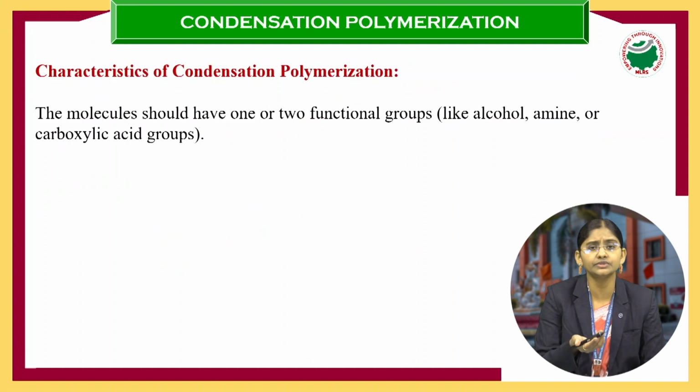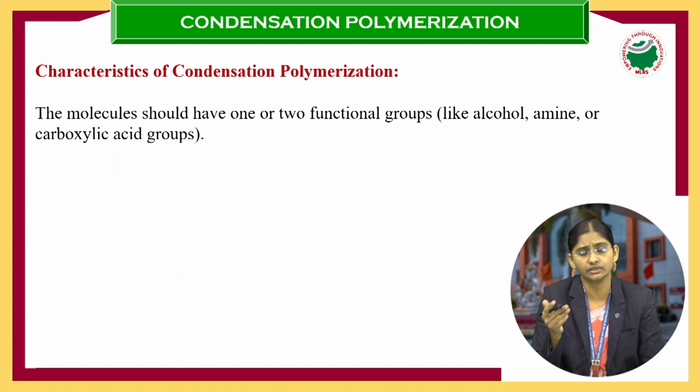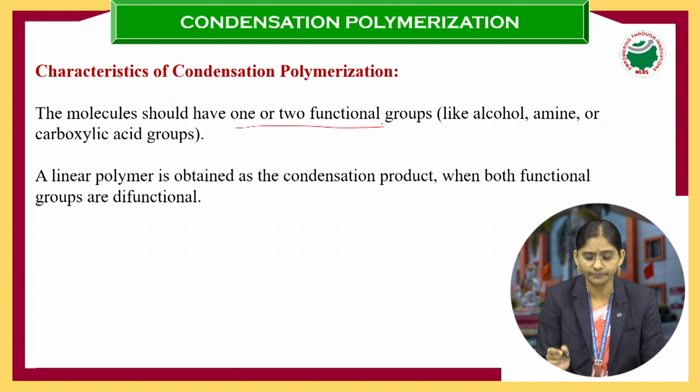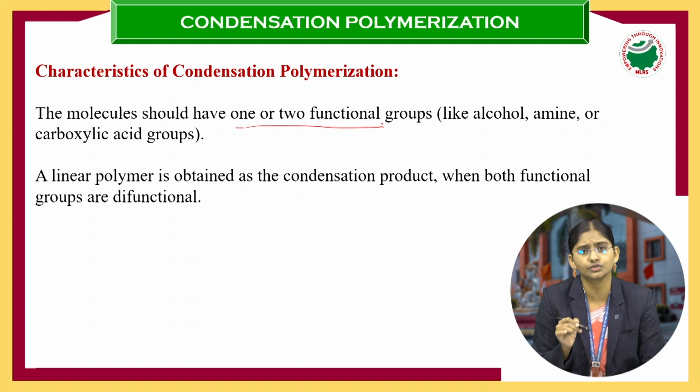So before going to the polyamides and polyesters, before discussing all those chemical reactions, first we'll see the main characteristics of this condensation polymerization. To occur a reaction, the molecules should have these main characteristics. Clear? So what do they mean? They should have one or two functional groups.